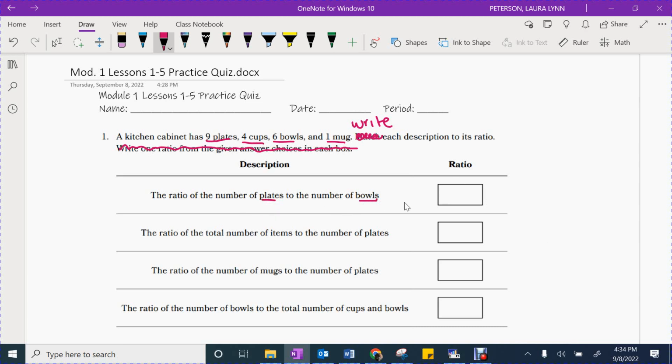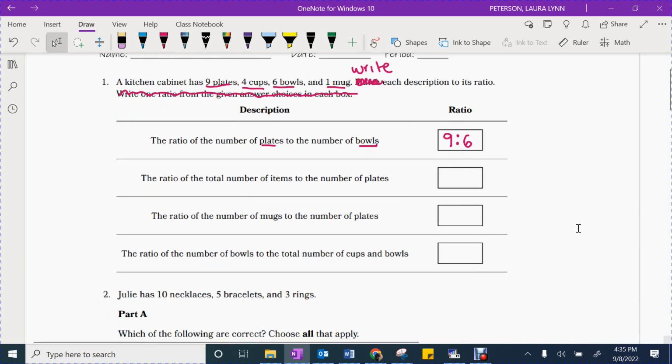How many plates are there? There are 9 plates. We use the colon for the word "to". And how many bowls? There are 6. The next part asks us the ratio of the total number of items to the plates. Well, to find a total, we need to add up everything. So that would be 9 plus 4 plus 6 plus 1.